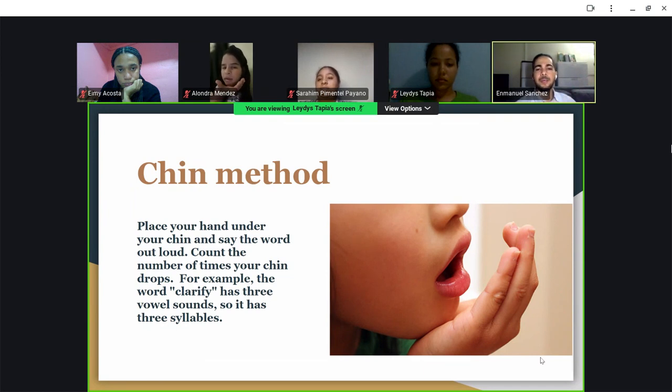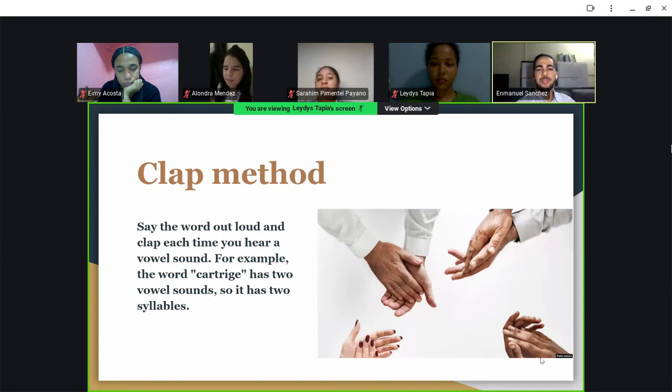The next one is very similar to the prior method. The difference is that instead of using your hand and your chin, you're going to clap. Every time you hear a vowel sound, you are going to clap. So for example, the one that you see on the screen is cartridge. It has two vowel sounds, so it has two syllables.